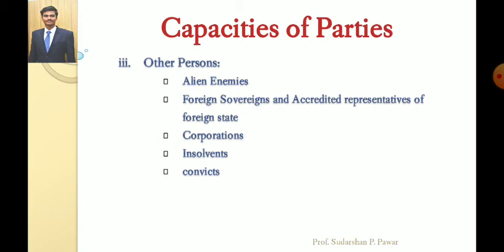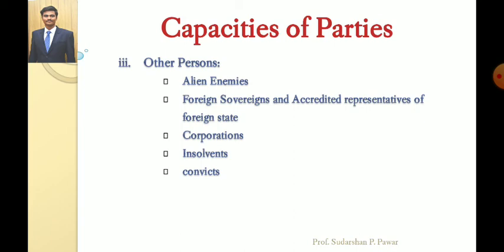The fourth point is insolvents. If at any time a person's debts exceed his assets, he is adjudged insolvent and his property stands vested in the official assignee appointed by the court. An insolvent cannot enter into a contract as his property is vested in the official assignee. When the insolvent is discharged, the aforesaid disqualification is removed.